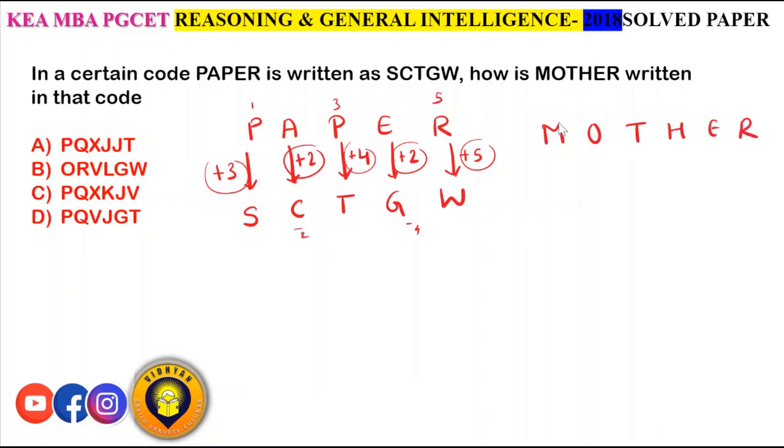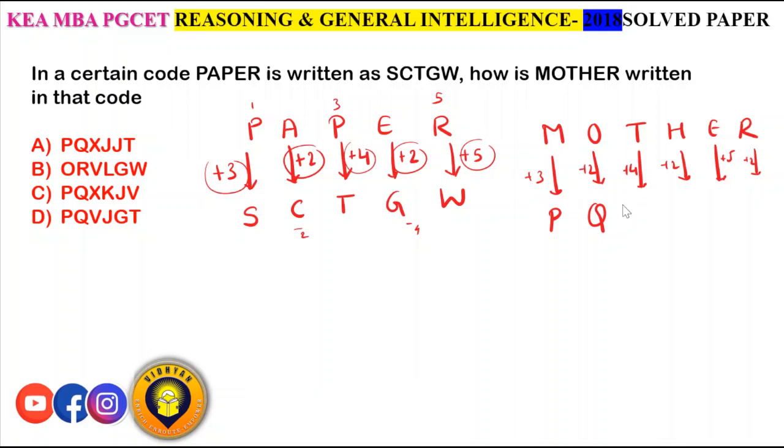In odd places, it should increase. If it is +3 here, here it should be +4, here it should be +5. Then in the other places it is constant: +2, +2 and +2. So from M, if you do +3, N O P, you get P here. From O, +2 means P Q, you get Q.